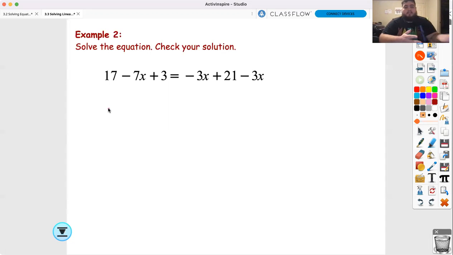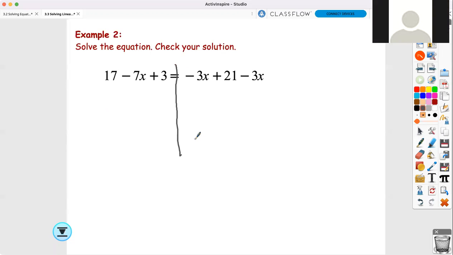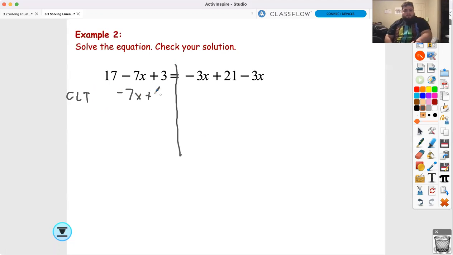All right, guys, let's take a look. So first things first, draw the line down the equal sign. Are there any like terms that I can combine on the left-hand side, class? 17 and 3. What's 17 plus 3? That's 20, right? Am I right about that?